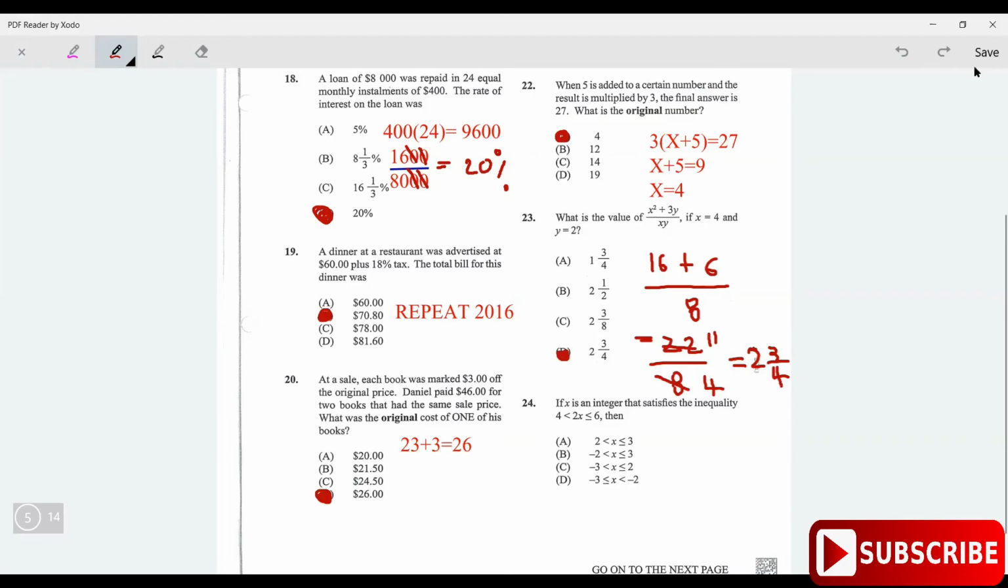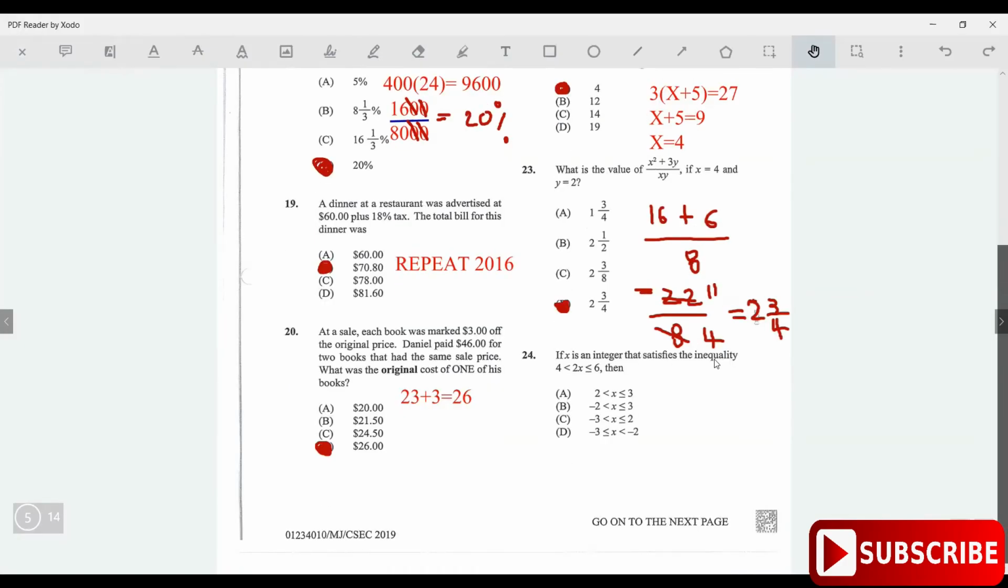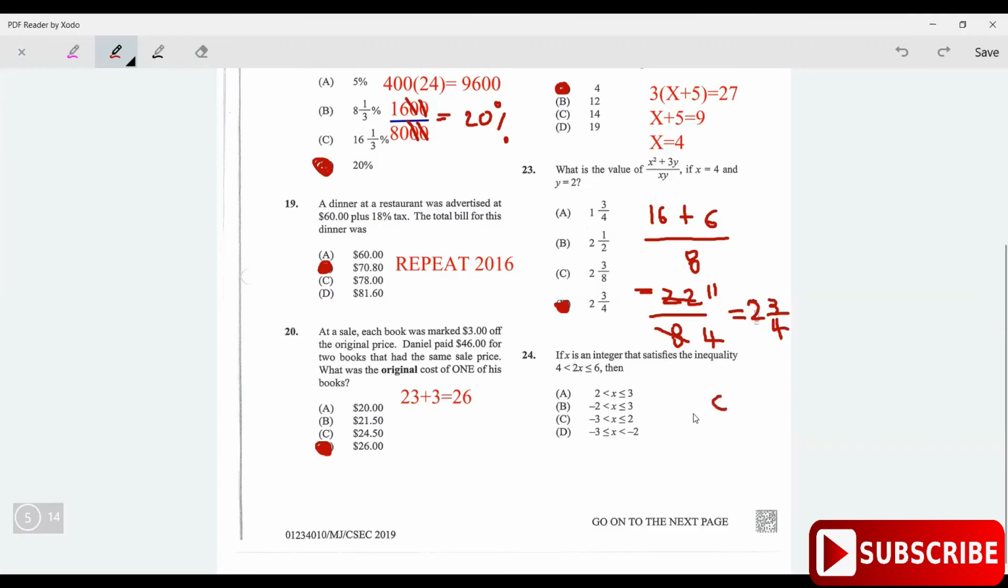Easy. Next question. It says if x is an integer that satisfies this inequality, then x is, we divide both sides by 2. And so x is going to be greater than 4 over 2, which is 2, but it's going to be less than or equal to 3. All right. So that is A. Easy.